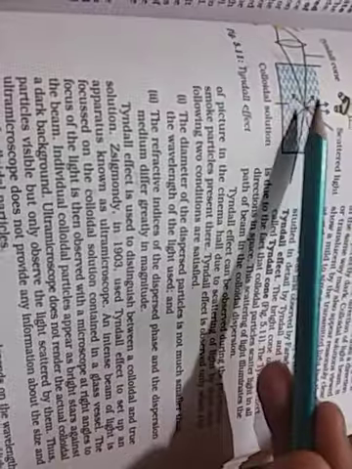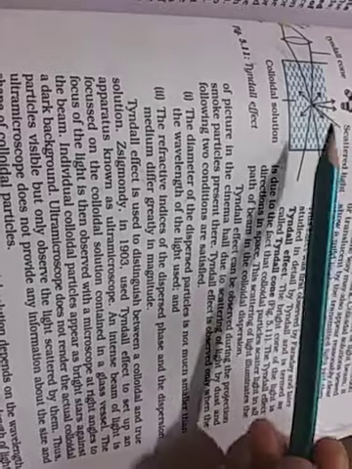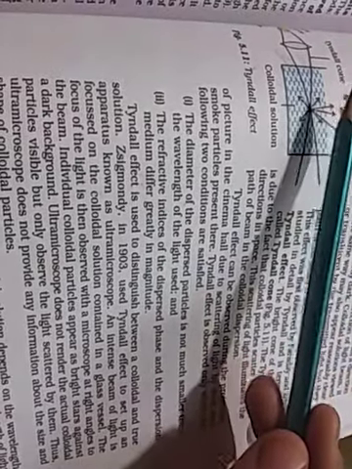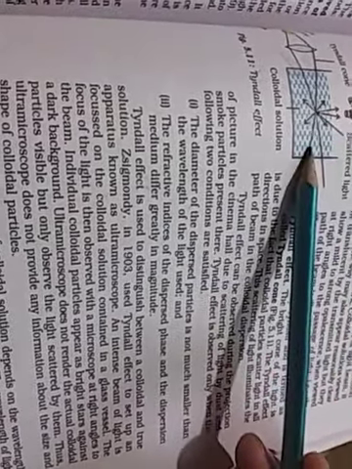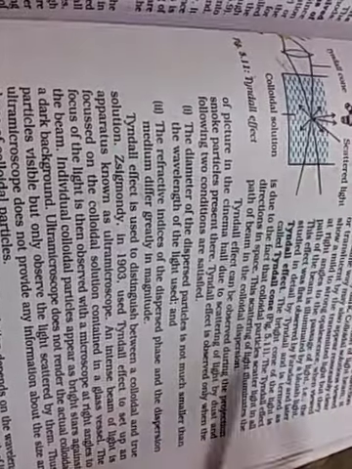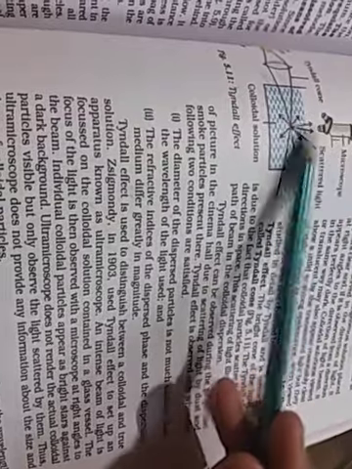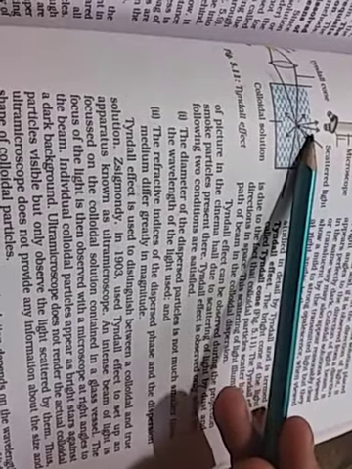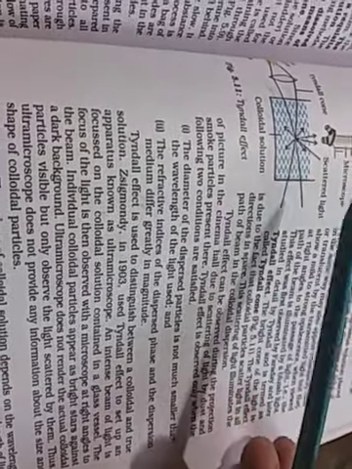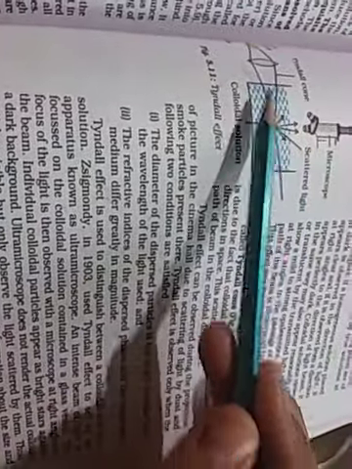So individual colloidal particles appear as bright stars against a dark background. The ultramicroscope does not render the actual colloidal particles visible, but only shows the light scattered by them. So it does not provide any information about the size and shape of the colloidal particles. It is only for observing light scattered by the colloidal solution.